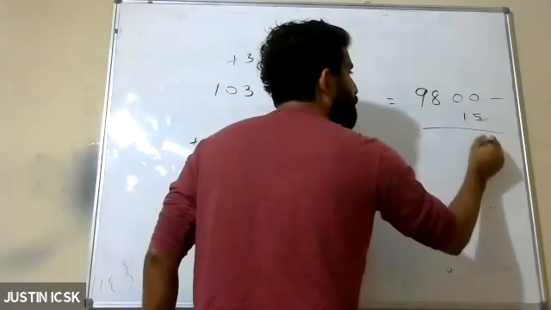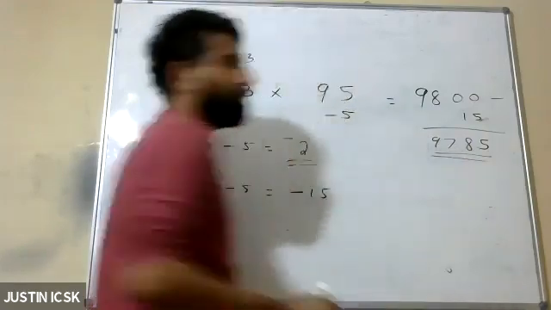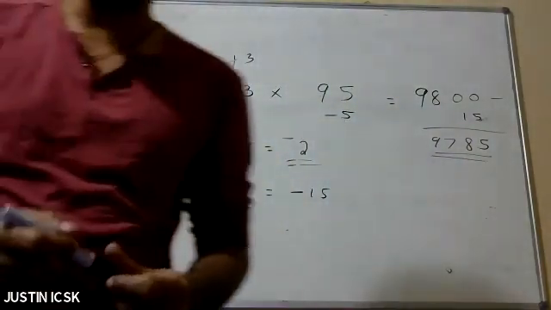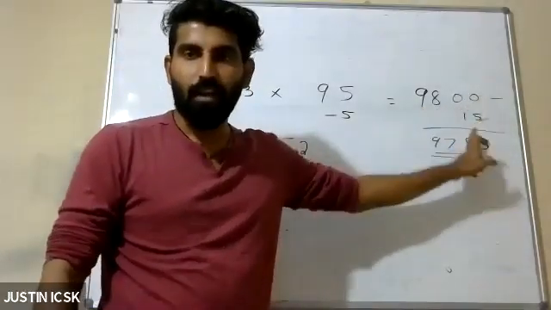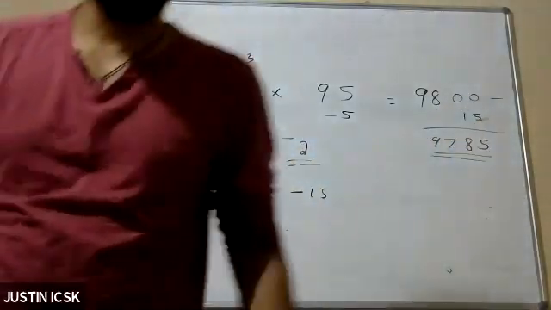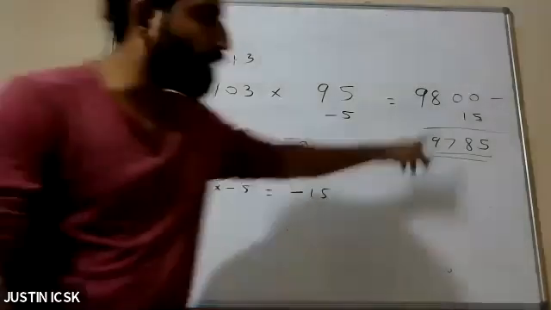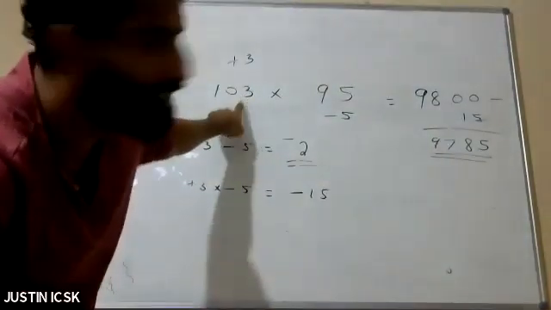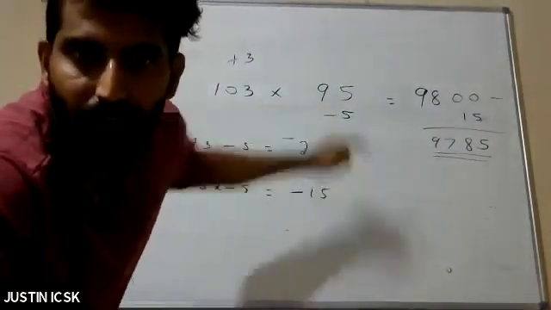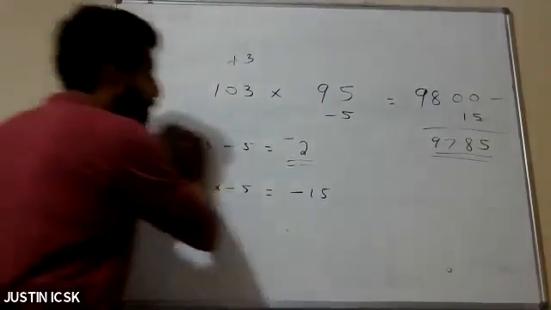So your answer is 9785. Just put two zeros and your answer is 9785, just minus 15. So this step is extra. Okay, when we are doing this step, one is plus, one is minus. One more we will do.